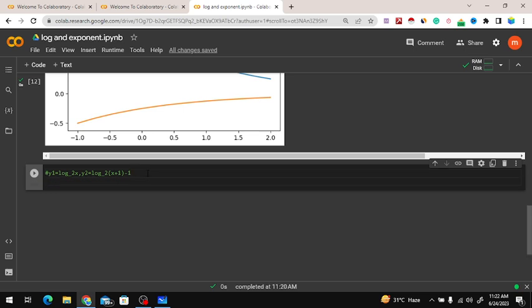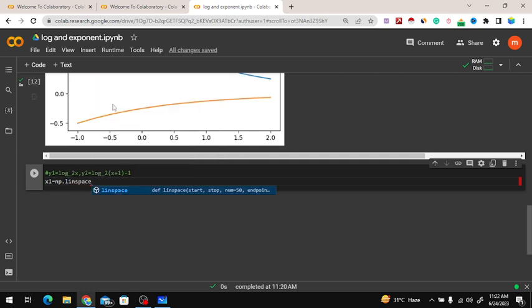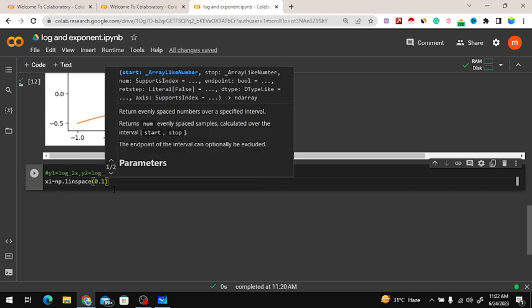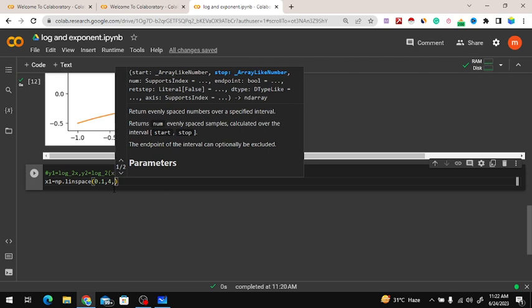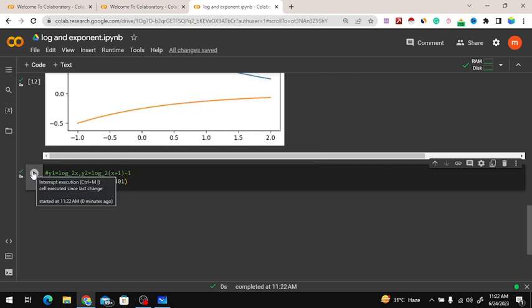So how do we write them? Same as before, x1 should be equal to np dot linspace. It's a linear space, and we have already created one, but the log value is lesser, so we need to create here from 0.1 comma 4, and we can take 401 values.